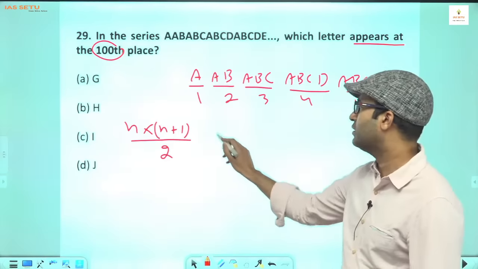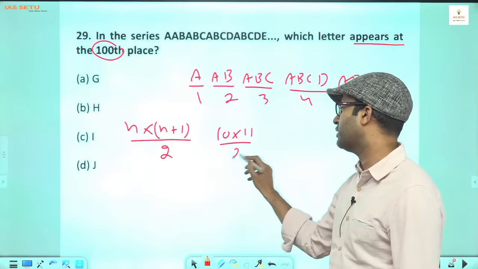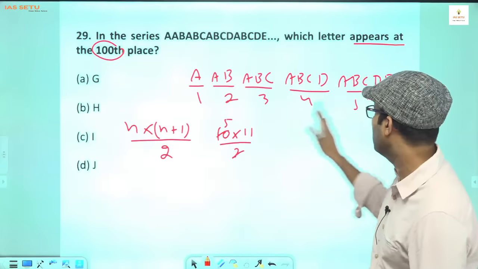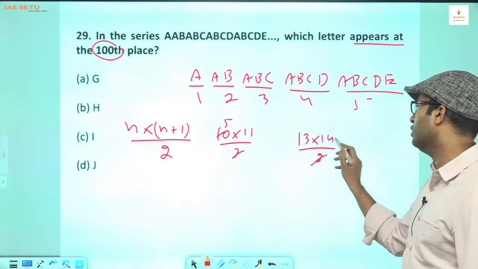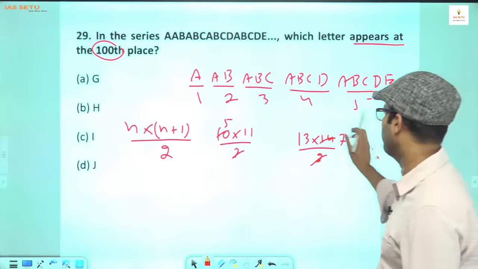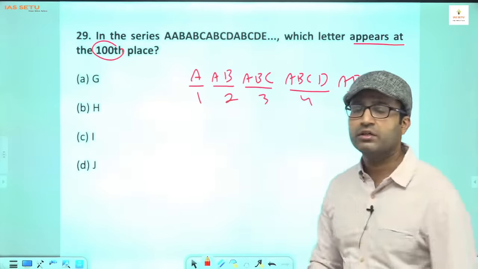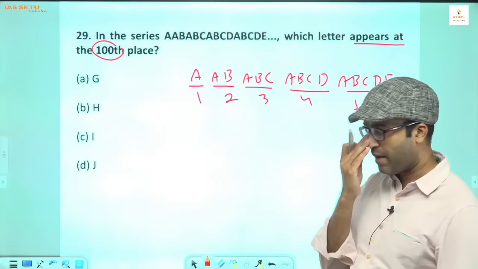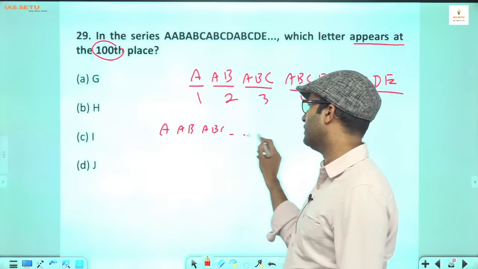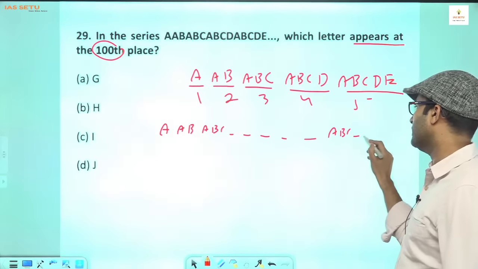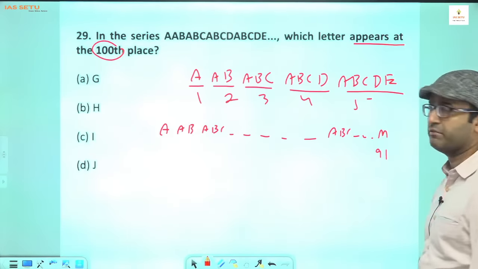I think let's try with 10. 10 into 11 divided by 2, you get 55. So it will not stop at 10. Try 13: 13 into 14 divided by 2, 13 into 7, 91. So what will happen, the 13th alphabet here is M. A B C up to M, that makes 91.